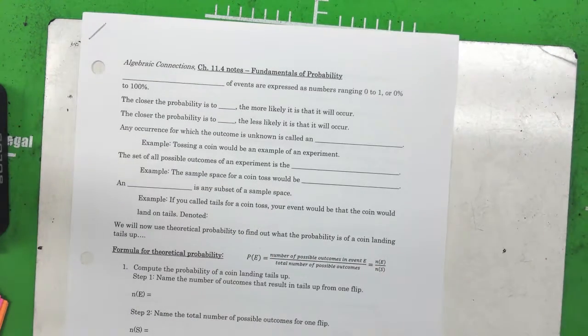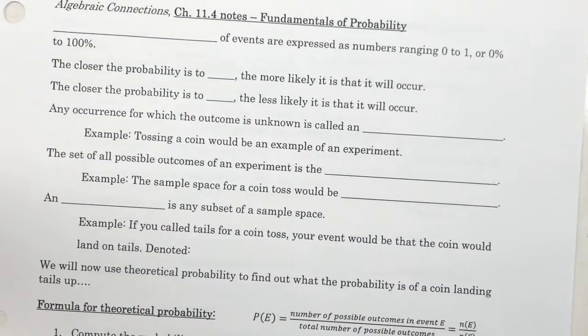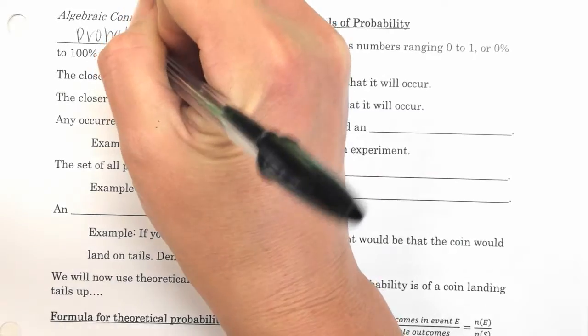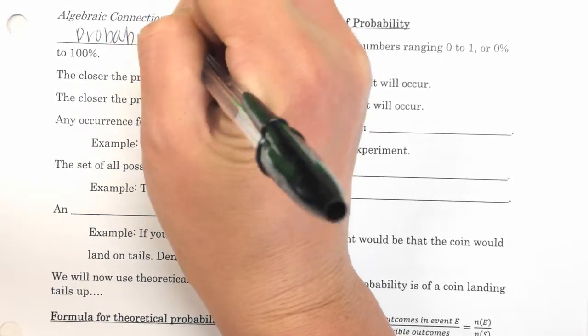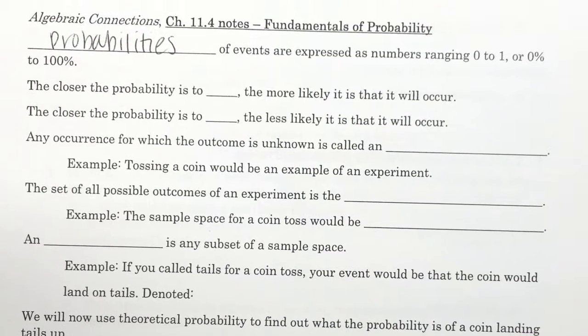Okay, here we go. 11.4. So what we're going to be talking about is probabilities, like we've been doing in our experiment. So the first blank is probabilities. And probabilities of events are expressed as numbers ranging from 0 to 1 or 0 to 100%.